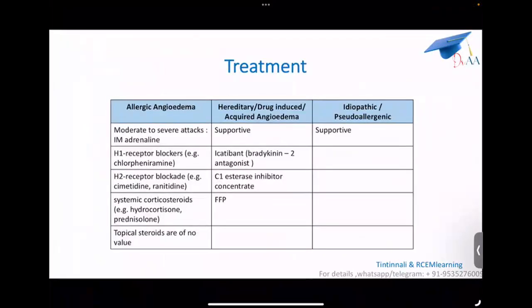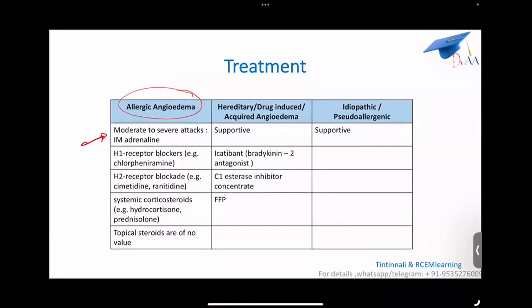What is the treatment per se? If it is an allergic angioedema, moderate to severe attacks are treated with adrenaline. If it's a severe attack, for example, the tongue is swollen, there is an impending obstruction to the airway, then you give adrenaline without any delay. If it is a mild reaction, there is a mild swelling of the lips, mild swelling of the tongue, then you can think of giving these drugs. That is either H1 receptor blockers like chlorpheniramine. You can give cimetidine or ranitidine, which are H2 blockers. Steroids are given like prednisone. Topical steroids are not recommended. They are of no value at all.